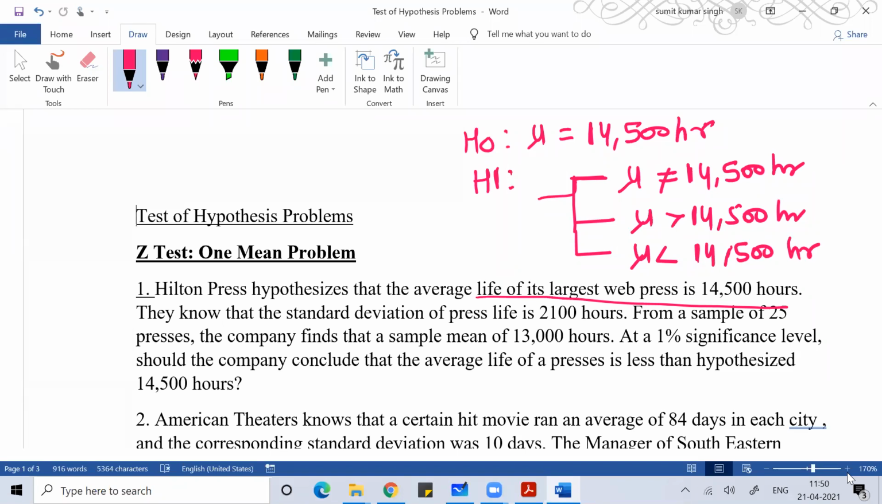So in the null hypothesis, whatever is given, we say that it is correct. Here there's a company called Hilton Press. It is telling that the average life of its largest web press is 14,500 hours. So we say, yeah, whatever is given is true, and that we write in the null hypothesis. Then in the alternative hypothesis, we say it either is not equal to 14,500 hours, or it may be more than 14,500 hours, or it may be less than 14,500 hours. Can you understand this? Anyone have any doubt?